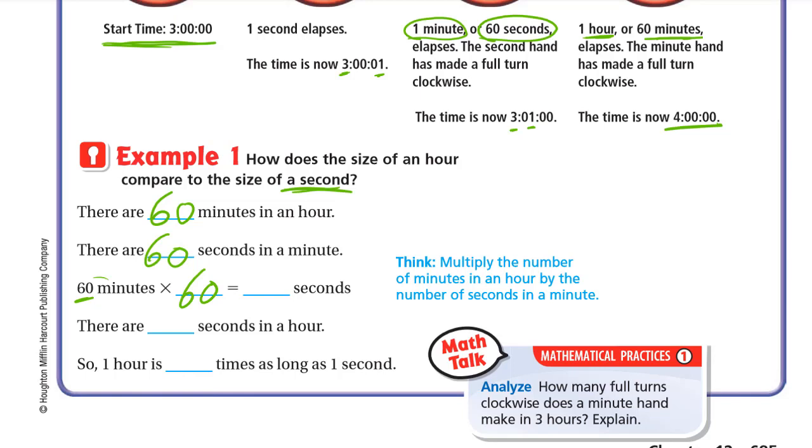So 60 multiplied by 60. We put these two zeros out like this, and it becomes 6 multiplied by 6, which is 36. So it's 3,600 seconds. There are 3,600 seconds in an hour. So 1 hour is 3,600 times as long as 1 second.